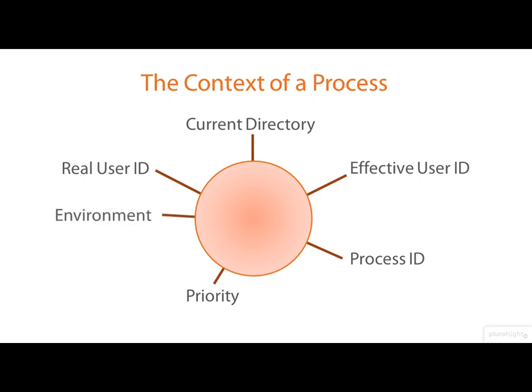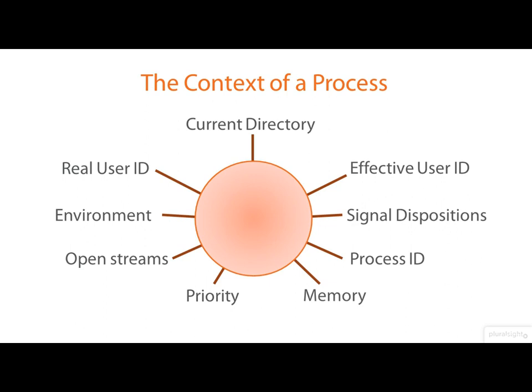The process carries around with it an environment, that list of name equals value pairs that we looked at in the last lesson. It has open streams, file descriptors coming back from an open call, for example. And it has what we call signal dispositions. That will make more sense in lesson 7 when we talk about signals, but basically it means the process has some settings which control how it will process the signals of each type. And importantly, the process has a number of memory regions.